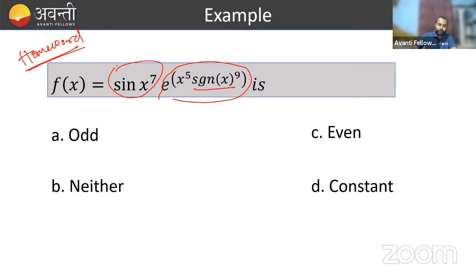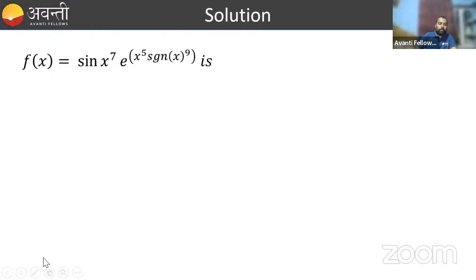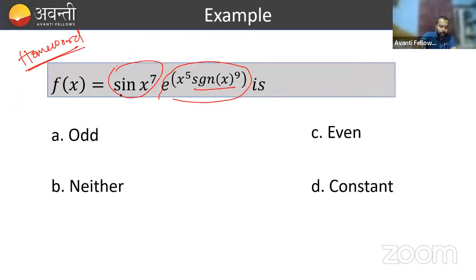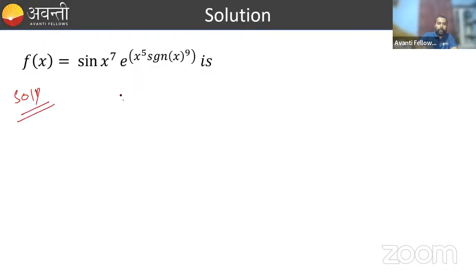I will solve it. Let's solve. So this is the question and solution. f of x is given as sine of x to the power 7 into e to the power x to the power 5 into signum function of x to the power 9.